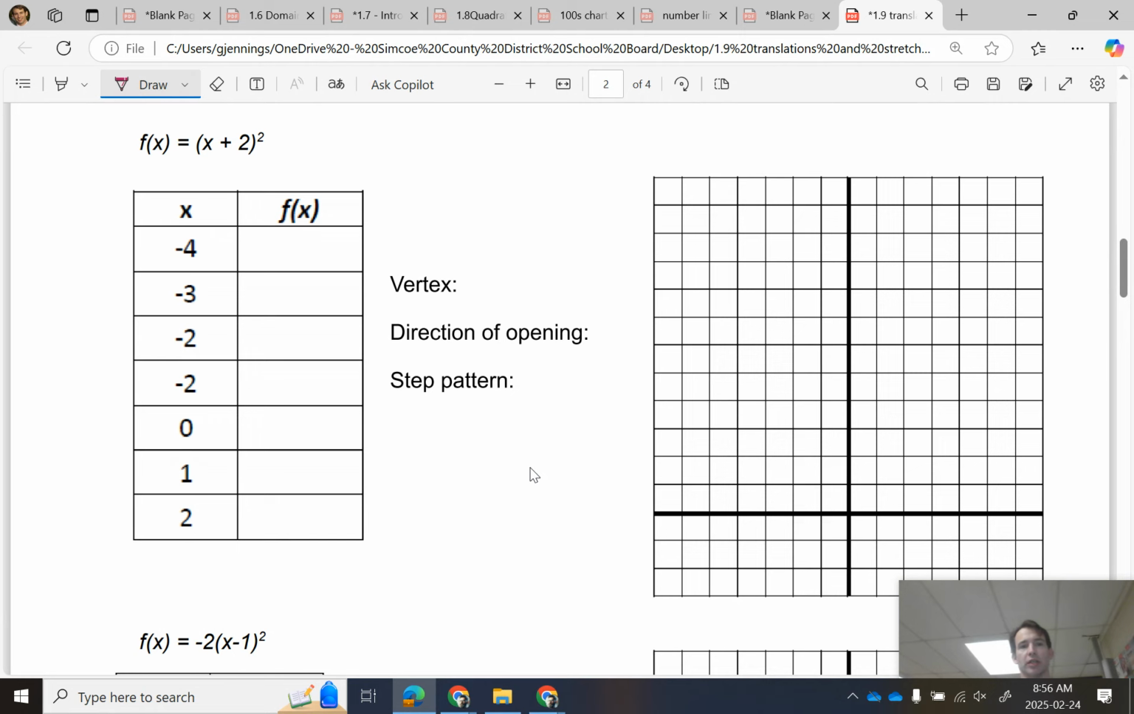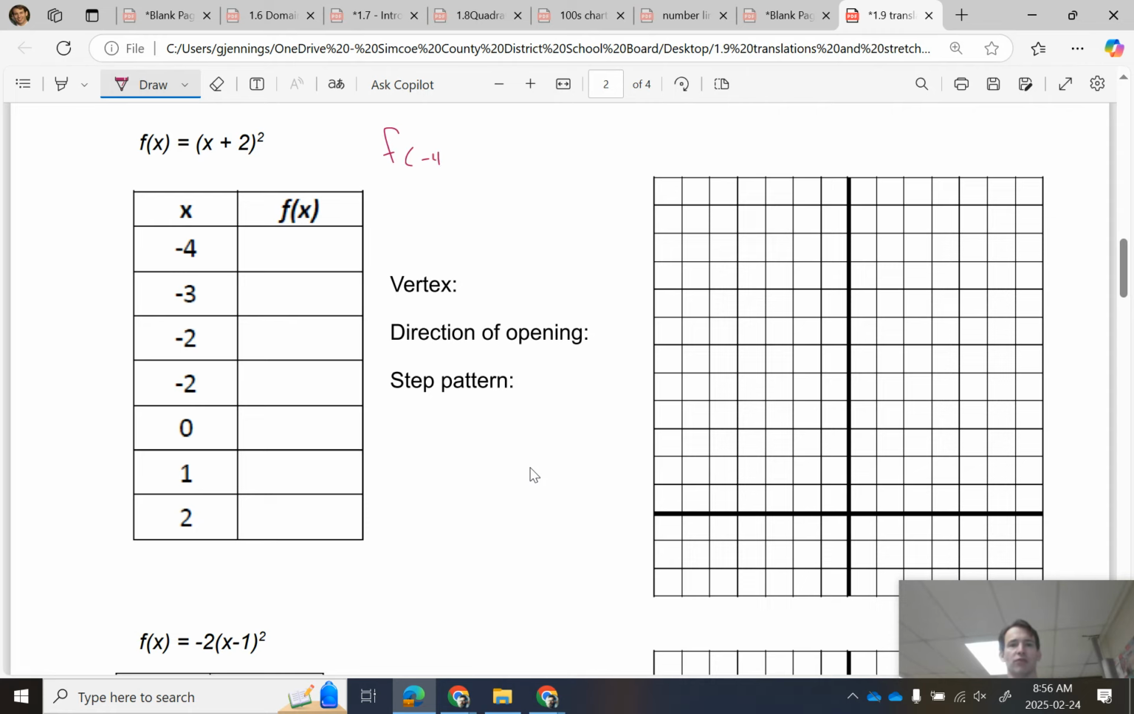Okay, so let's take a look at this one. I bet this one doesn't have a vertex on the y-axis. So there's a funky thing that's happening here.